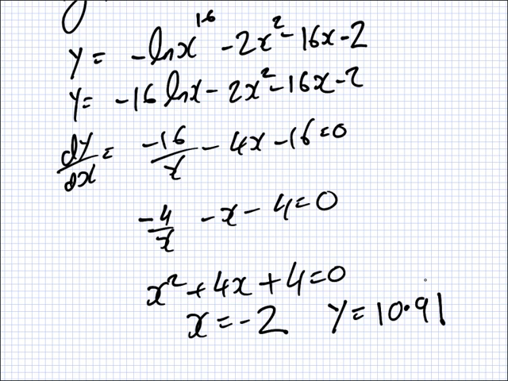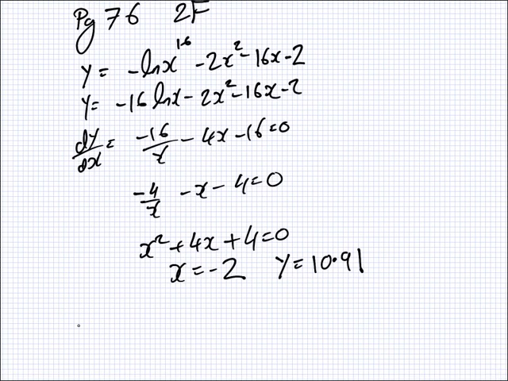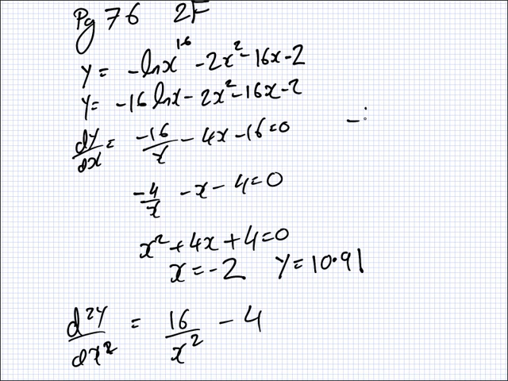We need the second derivative. It's going to be 16 over x squared, I think, minus 4. Yeah, because it's minus 16x to the power minus 1, minus 4, which becomes 16x to the power minus 2. The 16 minus 16 times 1 as well.